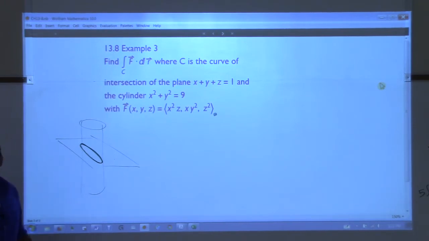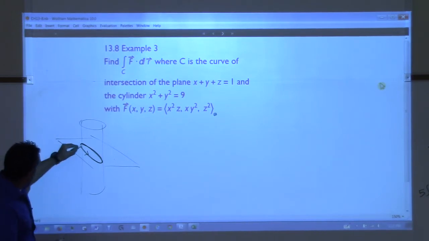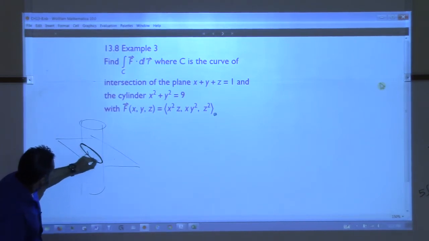Unless you have a formula for the surface area of an ellipse, which they exist, but it's not something that you just know right off the top of your head. You have to know like the different vertices and stuff. Okay, so that's the picture. This is C. And C is the boundary of some surface S.